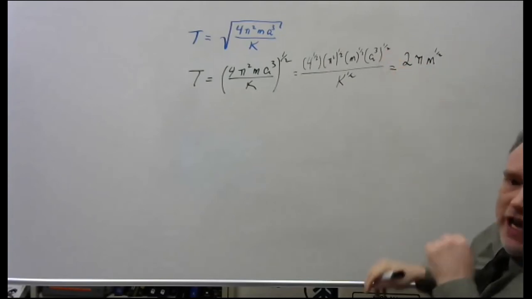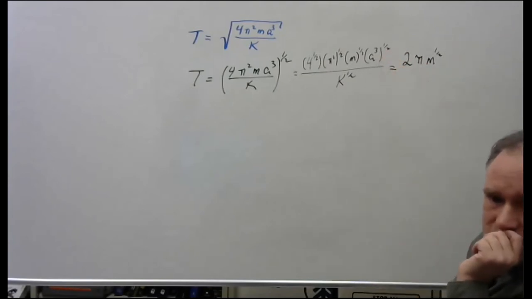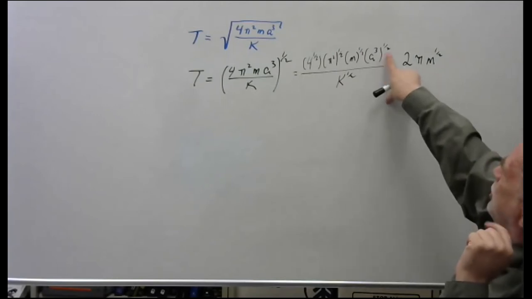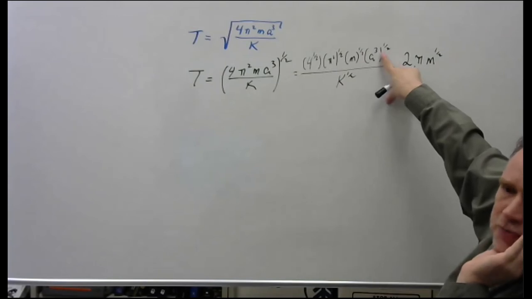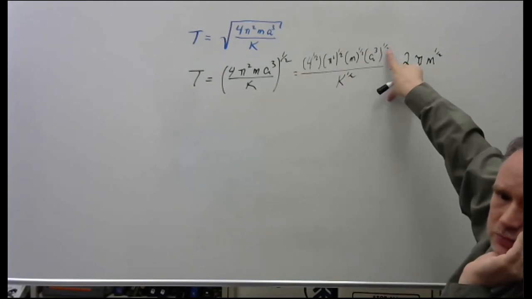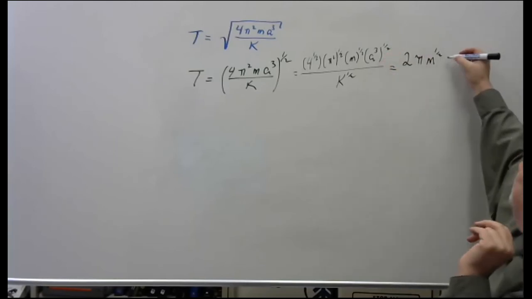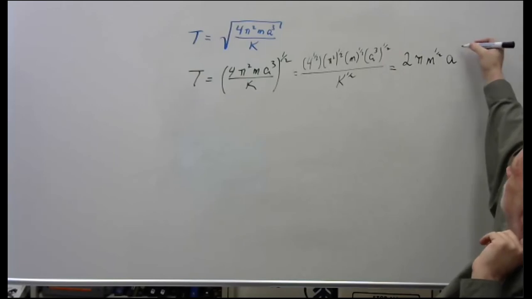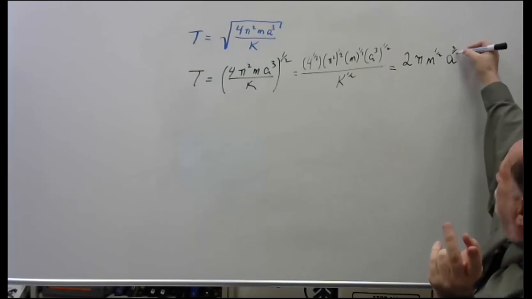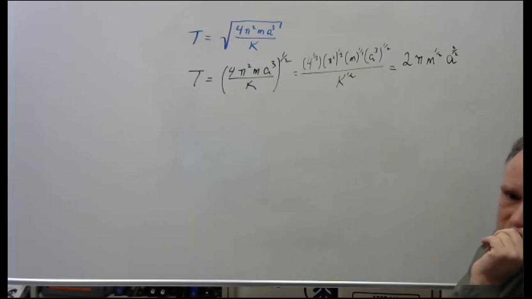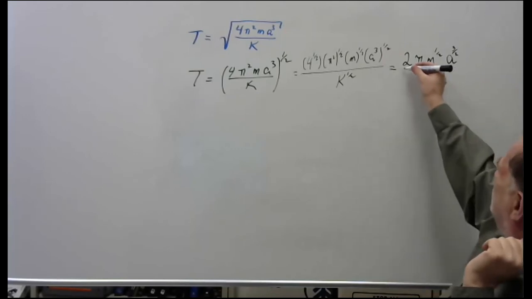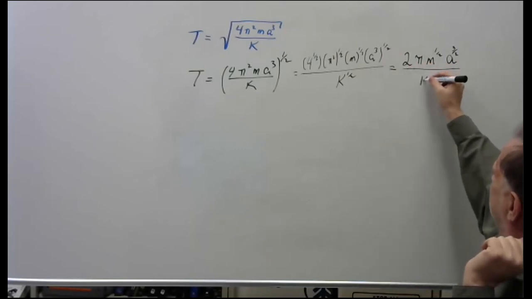A cubed to the 1/2 is what? No, a cubed to the 1/2. Exponent of an exponent. What do you do? You multiply. So a to the what? 3/2, 3 over 2. Divided by k to the 1/2.